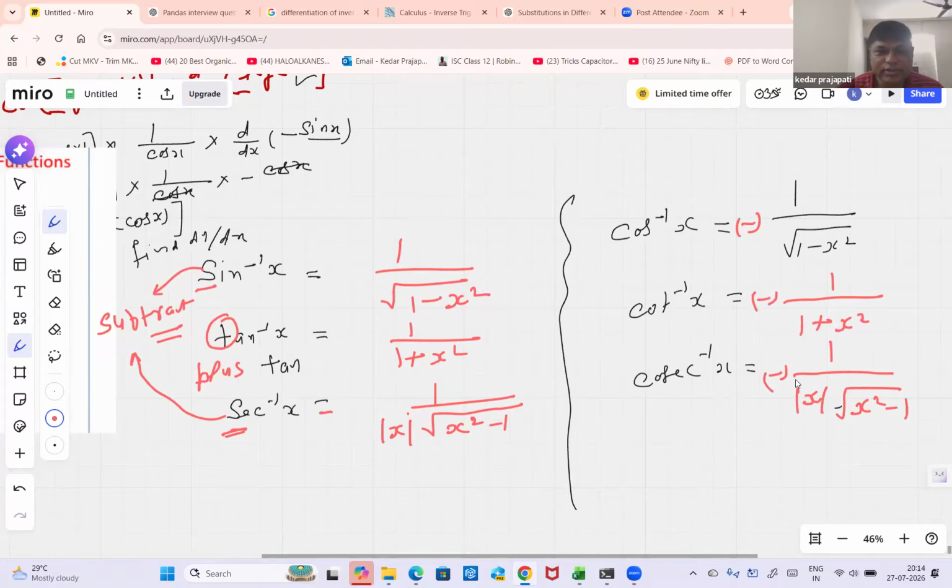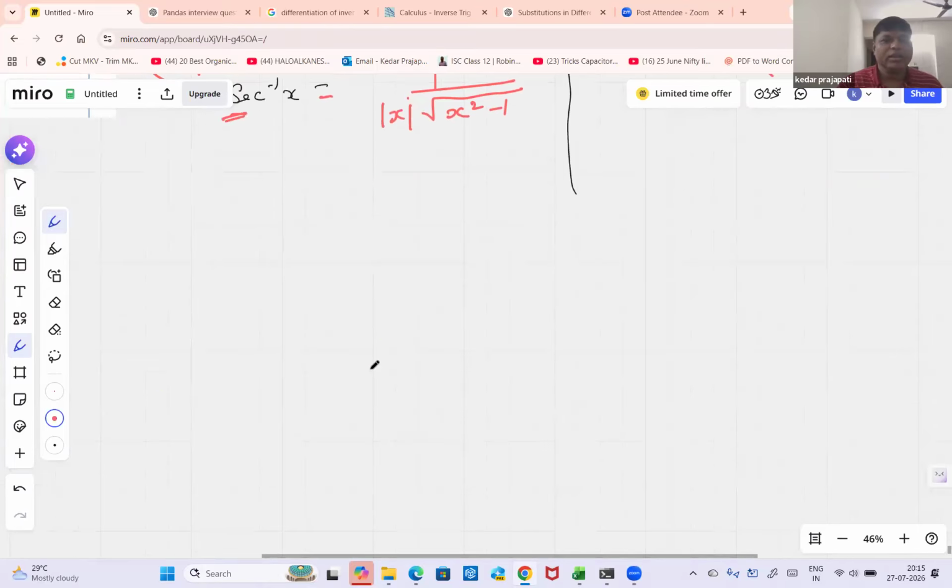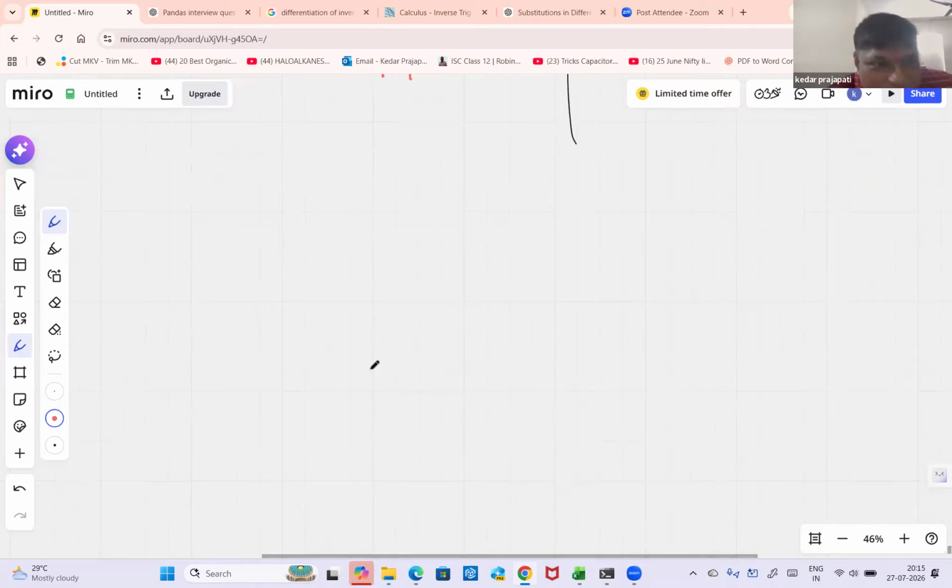And minus. Okay. Very easy. Now I need to teach you how it works. Suppose in exam or in board exams it says, find dy by dx of sine inverse x. How will we do?